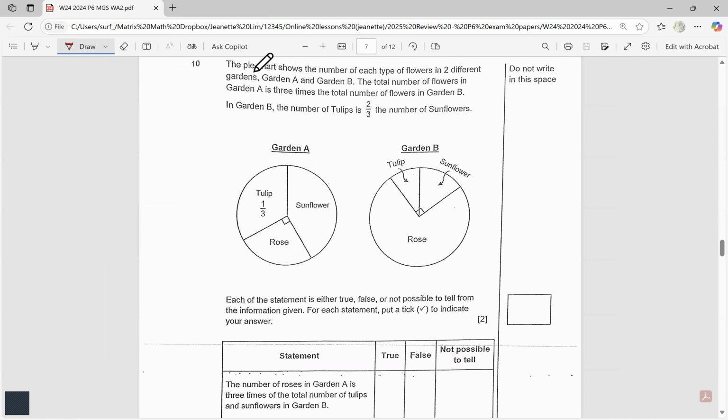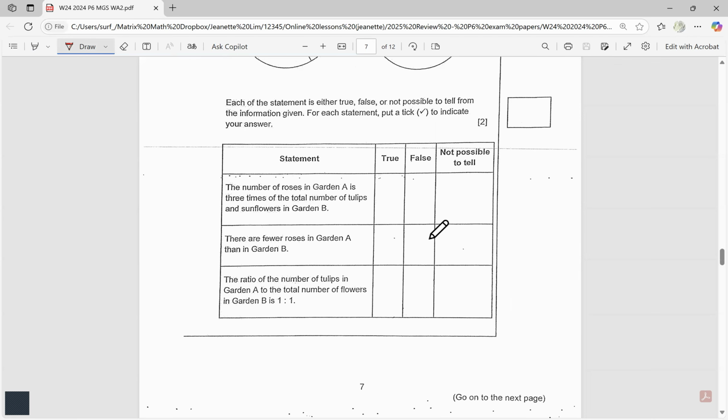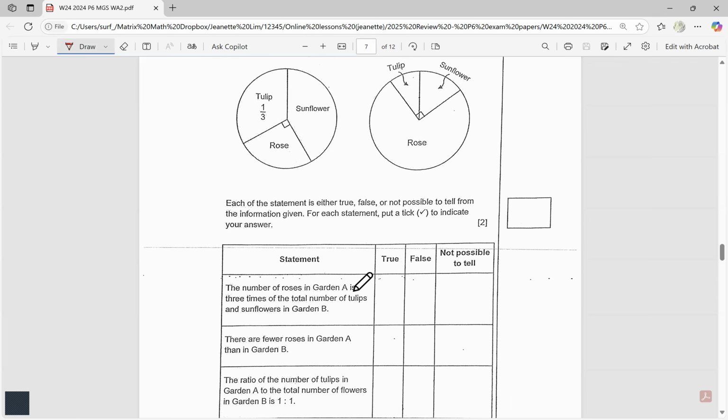Pie chart. The pie chart shows the number of each type of flowers in two different gardens, Garden A and Garden B. The total number of flowers in Garden A is 3 times the total number of flowers in Garden B. In Garden B, the number of tulips is two-thirds the number of sunflowers. So you need to find out if each of the statements is true, false, or not possible to tell.